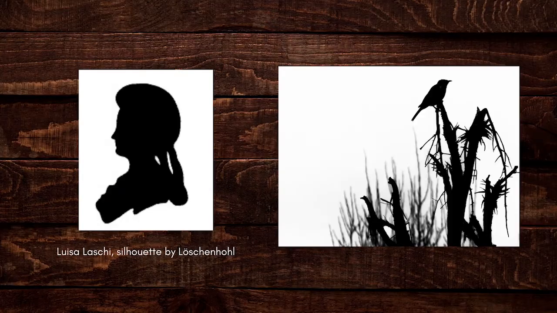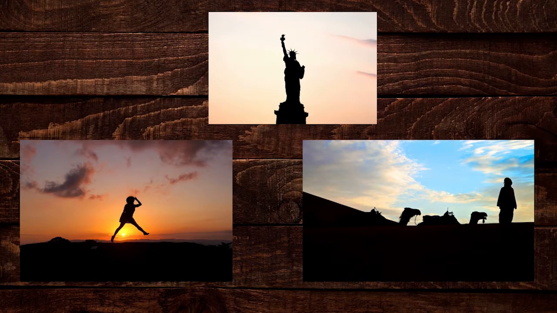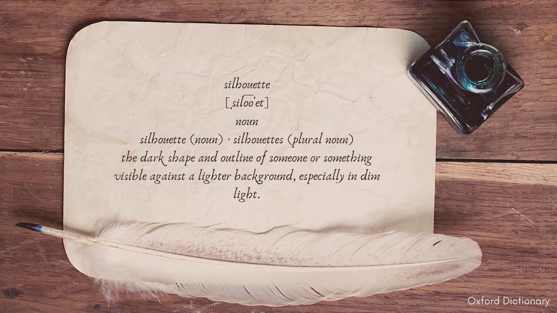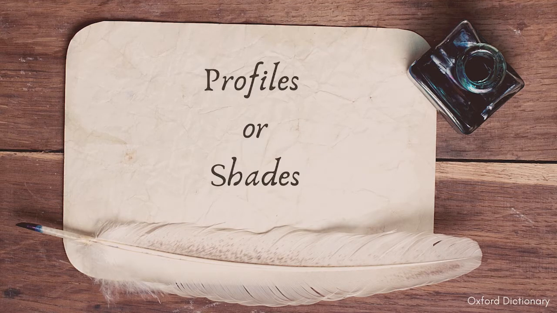Now we know silhouette to mean a representation of an animal, person, object, or scene that is backlit, meaning the object appears dark against a lighter contrasting background. Although the word silhouette did exist in the 18th century, the term was not used to describe the art of portrait making until the 19th century. The terms used were profiles or shades.